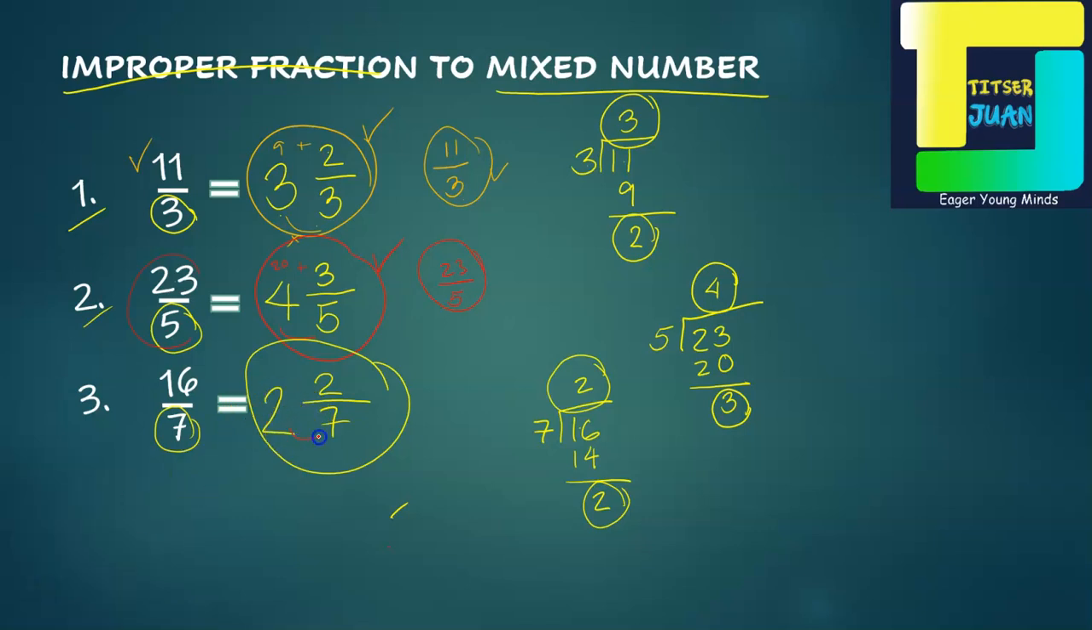Paano? Multiply lang natin yan. That is 2 times 7 and that is 14. Tapos add natin sa numerator 14 plus 2, that is 16. Kopyahin natin ang denominator, that is 7. Kung parehas yan, okay, at saka yung iyong initial problem, that is the same. Very sure your answer is correct. Okay? So ganyan lang po kadali on how to change improper fraction to mixed number.